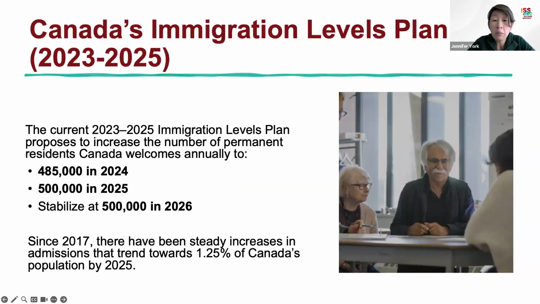So the current plan for the number of permanent residents is 485,000 in 2024, 500,000 in 2025, and 500,000 in 2026. This includes all newcomers, so the refugees, the immigrants, and the family reunification numbers. Since 2017, there has been an increase to Canada's population, but there's also an interest in building the French-speaking permanent residents outside of Quebec.